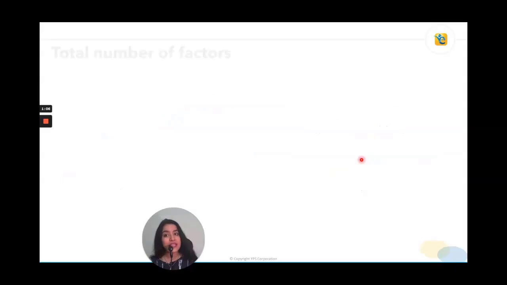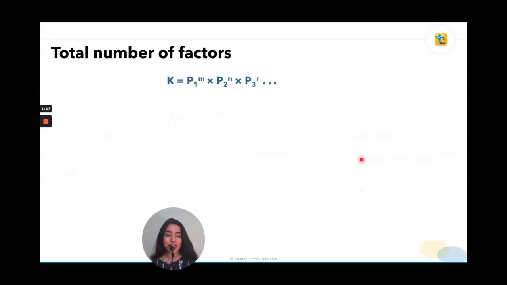Now with this, we have one last thing to discuss before we summarize everything. So here I've brought in a k with its prime factorization. We know that p1, p2, p3 are prime numbers, and m and r are non-negative integers.